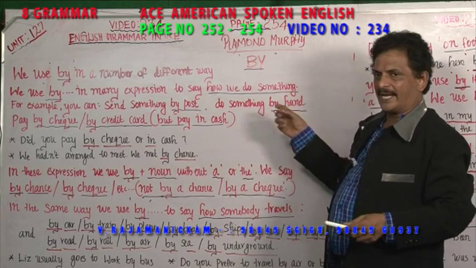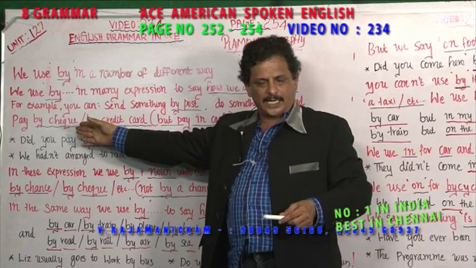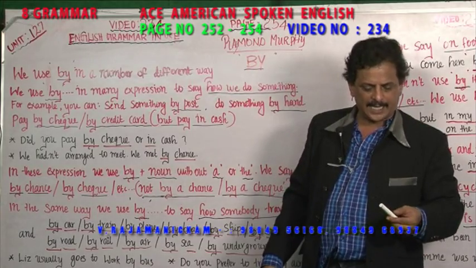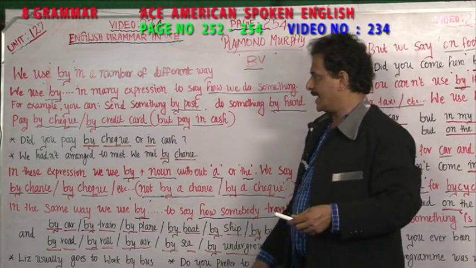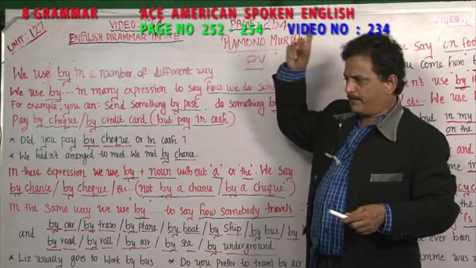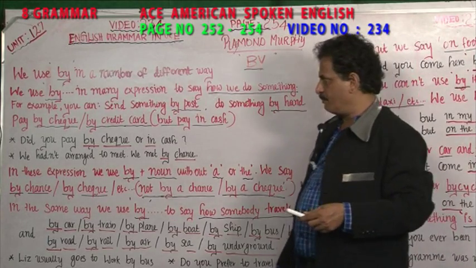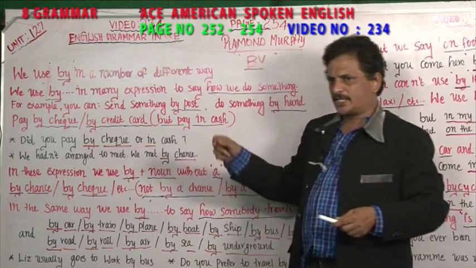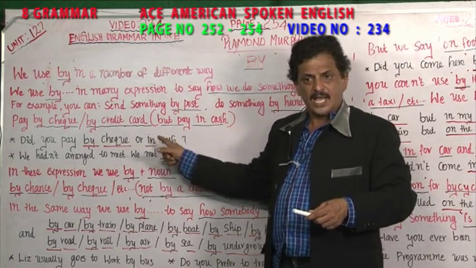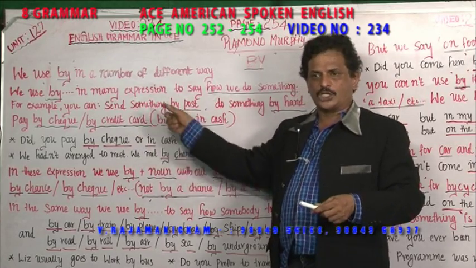So, do something by hand. ஏதோ ஒன்றை கையால் செய்வது. Pay by check. காசோலை மூலமாக பணத்தை செலுத்து. Pay by credit card. கடன் அளிக்கக்கூடிய அந்த கார்டு மூலமாக கட்டணத்தை செலுத்து. ஆனால் பணத்தால் செலுத்த வேண்டும் என்று சொல்கிற பொழுது, pay in cash. அங்கே 'by' வரக்கூடாது. கேஷுக்கு மட்டும் 'in'. மற்றதெல்லாம் 'by'. Did you pay by check or in cash? நீ எதில் பணத்தை செலுத்தினாய்? காசோலை மூலமாகவா, பணத்தாளா? In cash, by check. 'By cash' என்று சொல்லக்கூடாது.